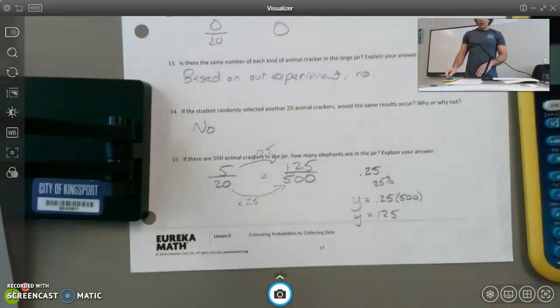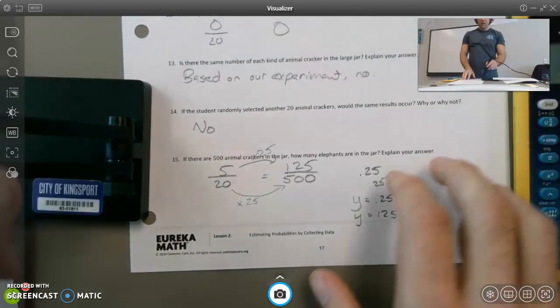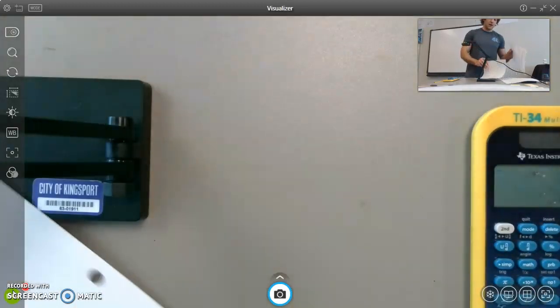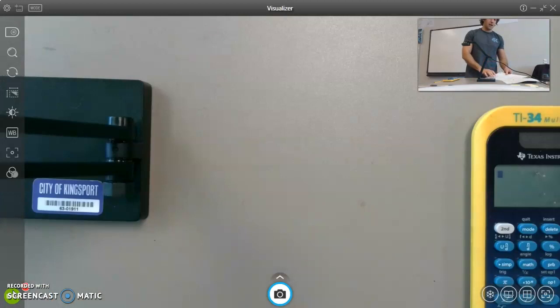All right, so there is experimental probability. This is not always true. It is just taking what we have learned and making our best guess based on our experience. So we're making a guess based on experience.